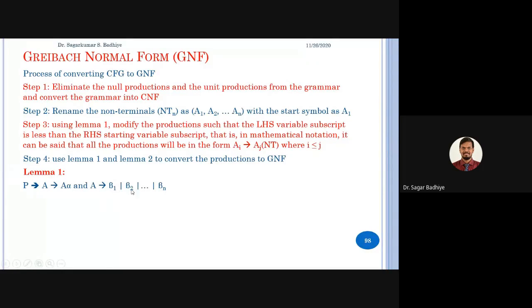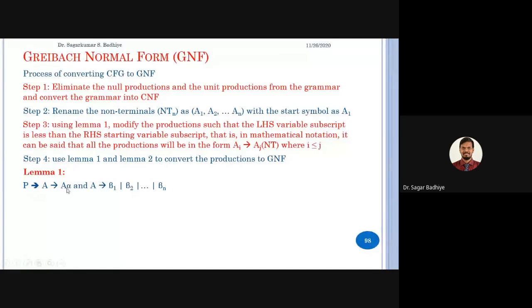So A derives to beta 1, beta 2, dot, dot, dot. There can be n number of beta rules. There can be m number of alpha rules also, right? But we'll consider one in case of lemma 1. If there is a left recursion, A derives to A alpha, this kind of case, that is the subscript of the left hand side and the subscript of the right hand side are the same, right?